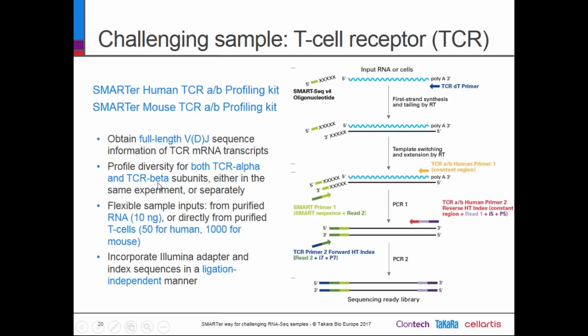Also, the input is flexible. You can start with RNA if you decide, or with T cells directly. So if it's human or mouse, you can also do that. And we are incorporating Illumina indexes and adapters again during the workflow. So you start with your RNA or your cells, you end up with a sequencing library in a few hours.